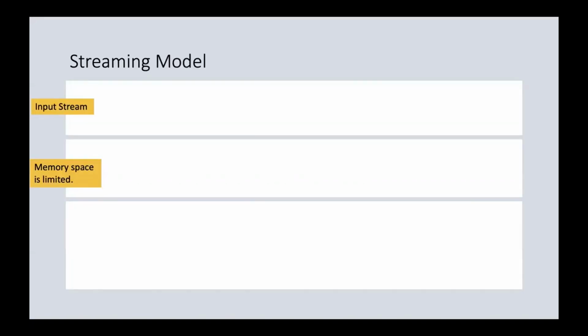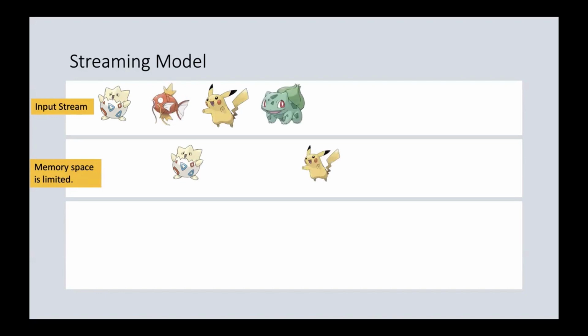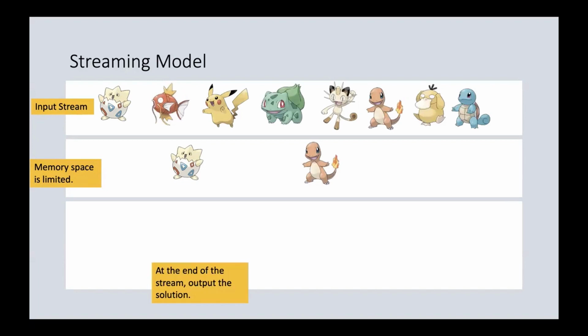So I'll be covering a streaming algorithm in this talk. Let me just define it first. Also, let's assume that you have a problem about collecting Pokemons that you would like to solve. So you have the input stream where the elements appear one at a time, but your memory space is limited, so you cannot store all the elements you see. At the end of the stream, you have to output a solution.